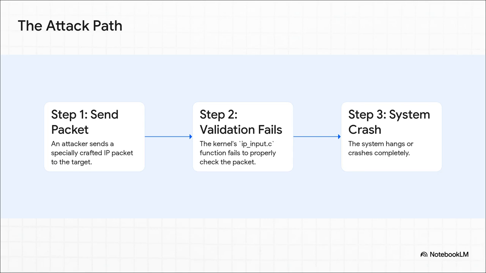The attack path was just devastatingly simple. Step 1, send the bad packet. Step 2, a core piece of the operating system's networking code fails to check if the packet is even valid. And then step 3, because of that one failure, the whole system just gives up. It crashes, hangs, or simply dies.